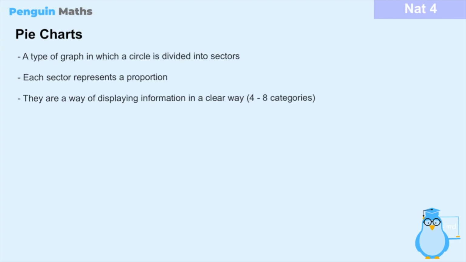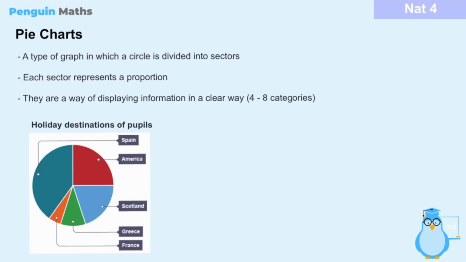So to begin, we are going to ask ourselves the question, what is a pie chart? Basically, a pie chart is a type of graph in which a circle is divided into sectors, and each of these sectors within a pie chart represents a proportion of something that we are measuring. So this is an example of a pie chart right here, and its task is to display the holiday destinations of pupils. The way it does this is we have a circle to begin with, and the circle is then divided into sectors, and each one of these sectors represents one of the holiday destinations.